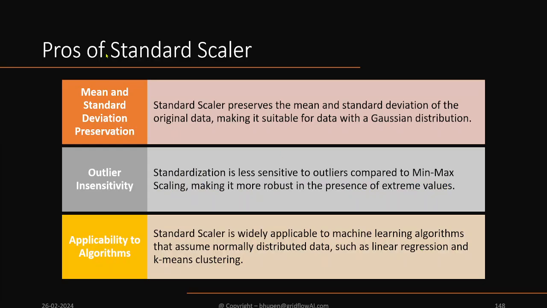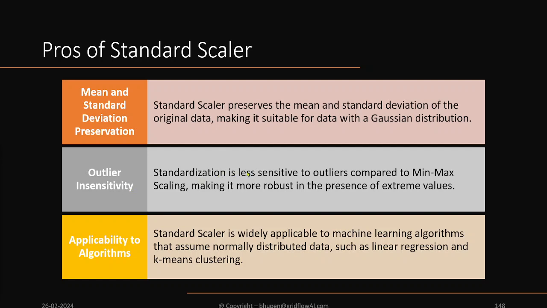So the advantage of the standard scalar is it preserves the mean and standard deviation of the original data, making sure that it's suitable for Gaussian distribution. Outlier insensitivity.